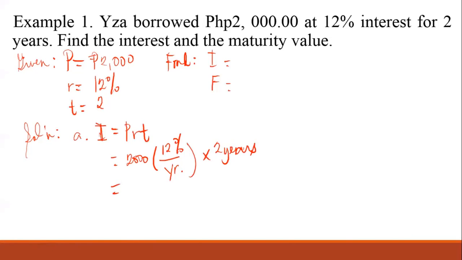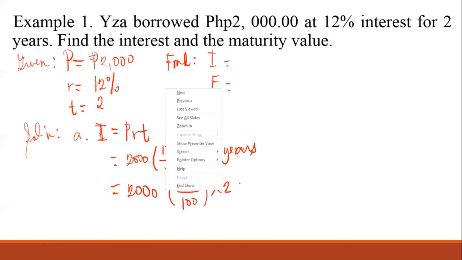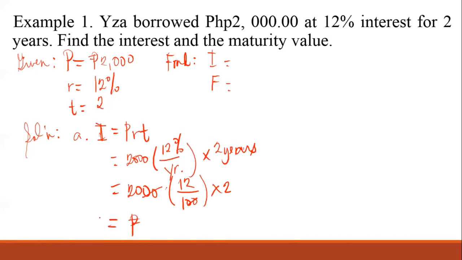Next is 2,000 times, di ba kapag percent, that is over 100, times 2. Pwede na tayo magbawas ng dalawang zero dyan para mas madali yung pag-calculate natin. Kaya, the interest would be 480 pesos. So, dalawang taon na bago niya mabayaran yung principal na hiniram niya, the interest would be 480 pesos.